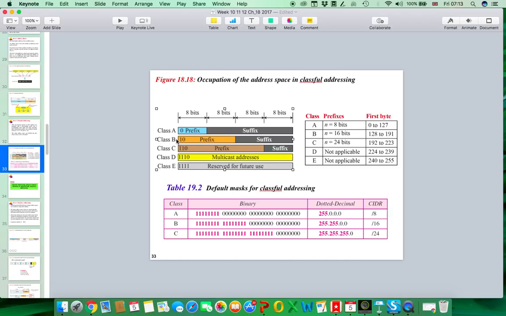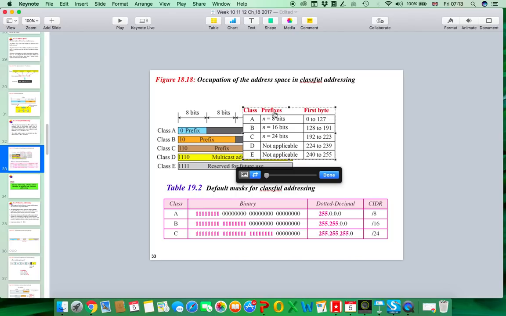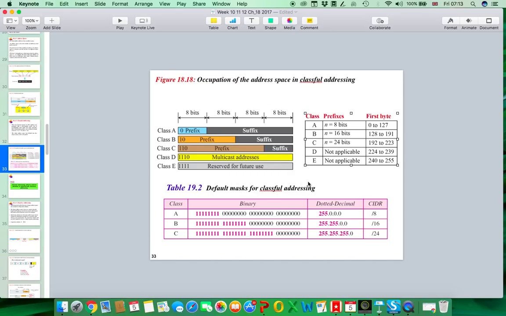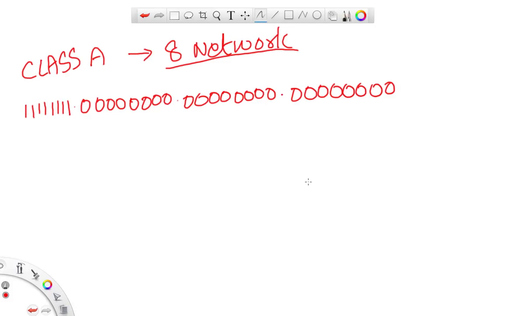In class B, addresses always started with 10. So based on this 10, you would have 128 to 191. Now let's see how we got that. I keep moving this all the time. Okay. Now let's see how we got that, okay? So once again, putting in the binary bits.